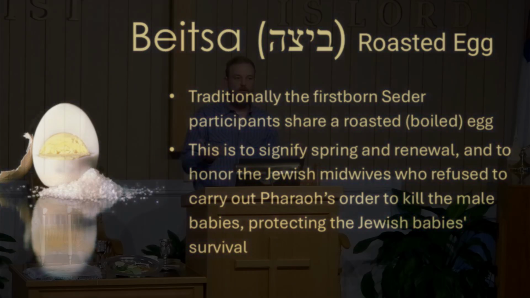So if y'all recall where Moses came from, as a baby, the Pharaoh had said, hey, there's getting to be too many of these people, this is not good, go kill all the male babies. We're going to slow this process down.